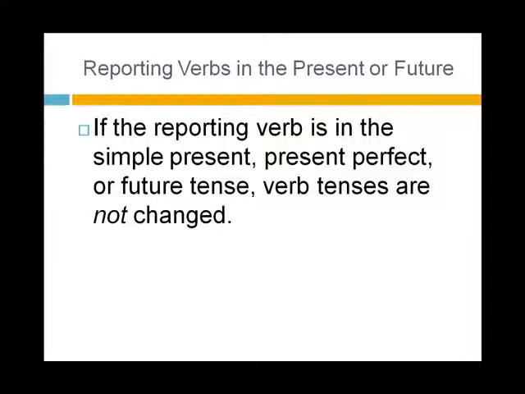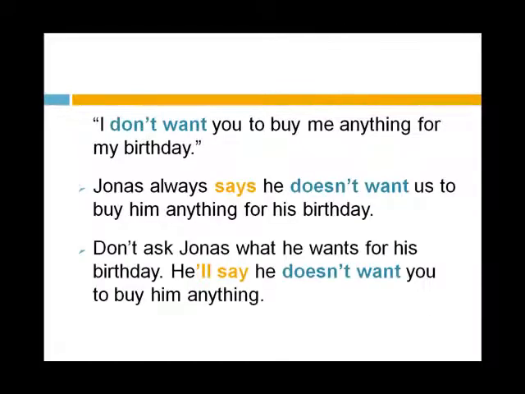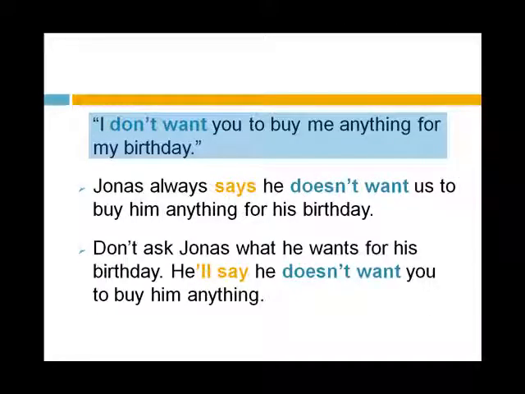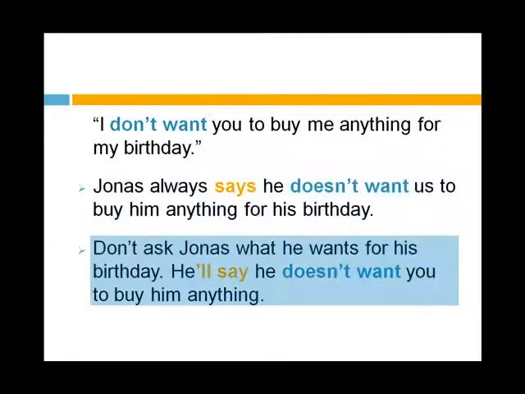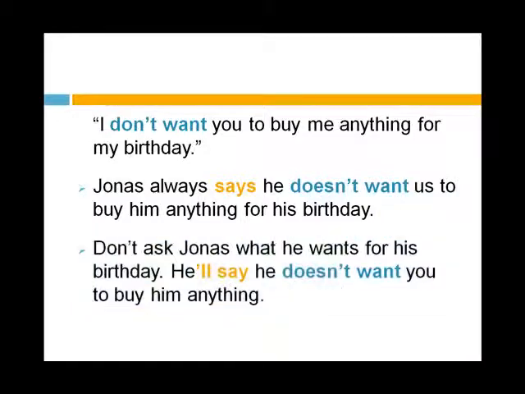Let me give you some examples. Quoted speech: I don't want you to buy me anything for my birthday. Reported speech: Jonas always says he doesn't want us to buy him anything for his birthday. Don't ask Jonas what he wants for his birthday. He'll say he doesn't want you to buy him anything. In our two reported statements, we have reporting verbs in the simple present and in the future tense. So we can keep the reported words in the present tense. The only change we had to make was for subject-verb agreement.